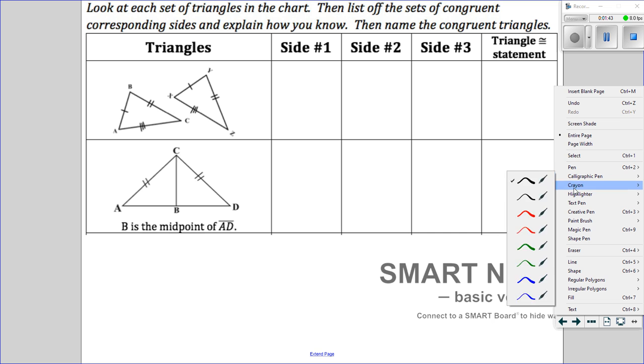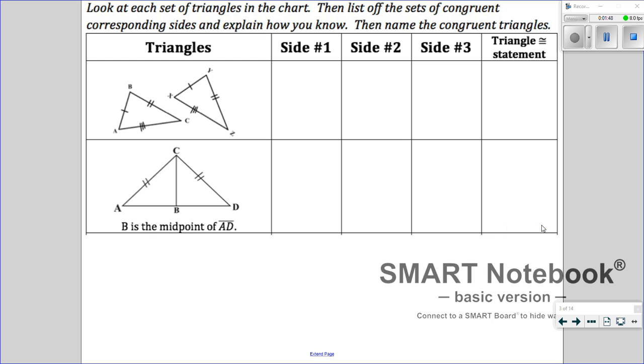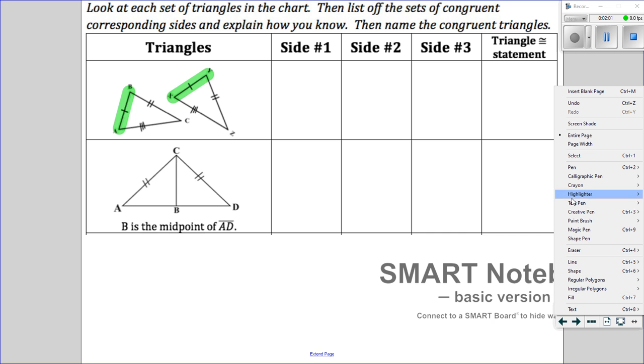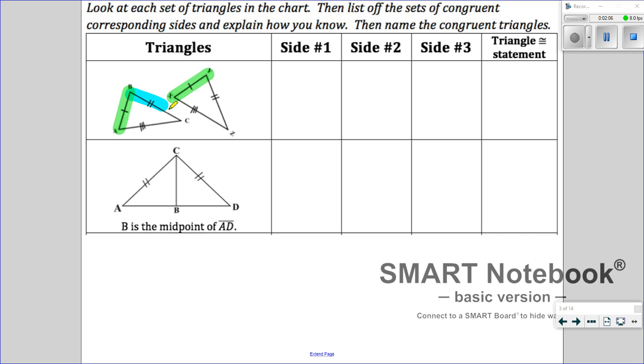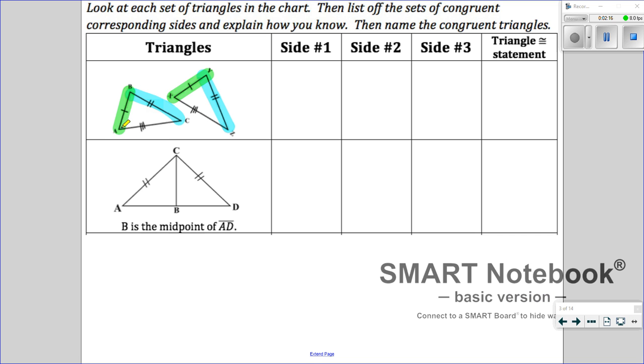So before I even do anything, I'm going to look at the triangles and highlight what is congruent. So for ABC and XYZ, I see that AB has the same marking as XY, so I'm going to highlight that in green. Then I see that BC and YZ are also congruent because the marking is 2 markings, so they're congruent. And then AC and XZ are also congruent because they have 3 markings. So then I will highlight that in pink, well, magenta.